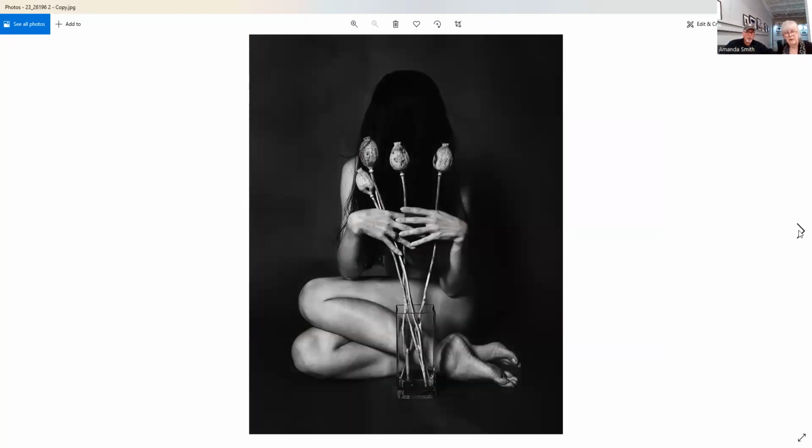This one is by Daniel Haker. He lives in Germany. It's called The Oracle. It's a beautiful image. Those are poppies. Are they poppies?